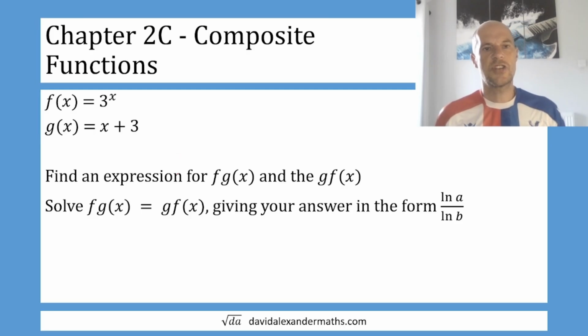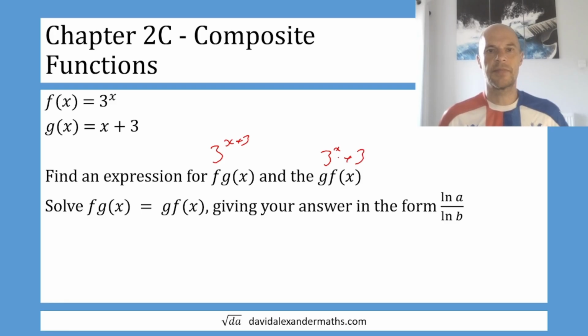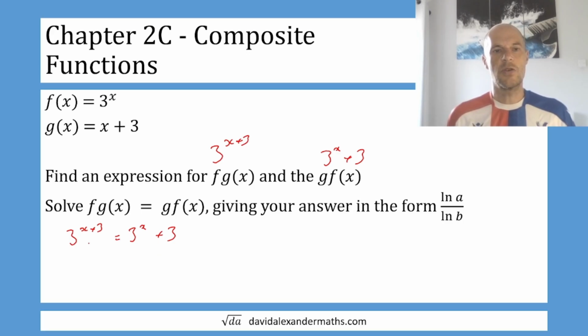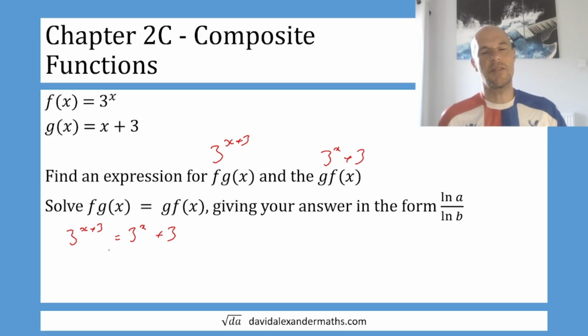Okay, so this is a tricky one because it's got logs, and logs are always a bit of a pain in the backside. So first of all, the fg of x, g goes into f, so that's simply going to be 3 to the power of, instead of x, x plus 3, and for the gf of x, I'm putting f into g, so x will be replaced with 3 to the power of x plus 3. So what I want to solve is 3 to the power of x plus 3 equals 3 to the power of x plus 3. If you're a student, I do have a bit of sympathy for you here.